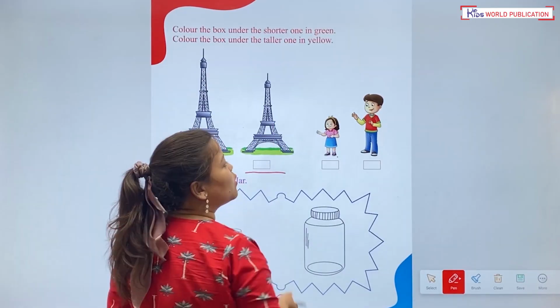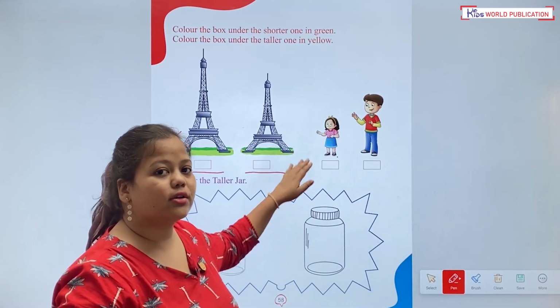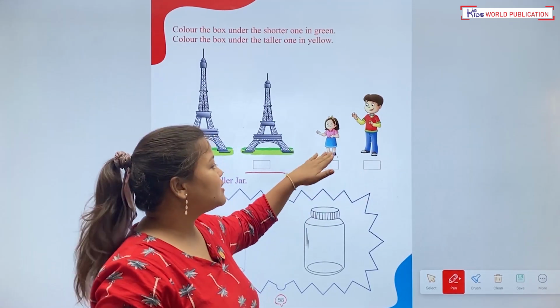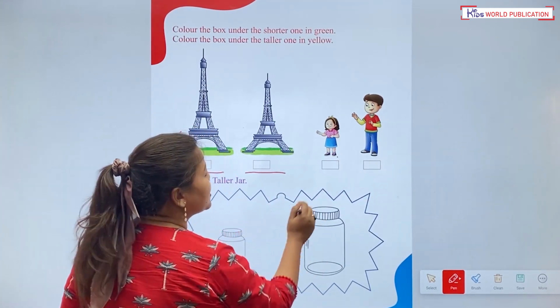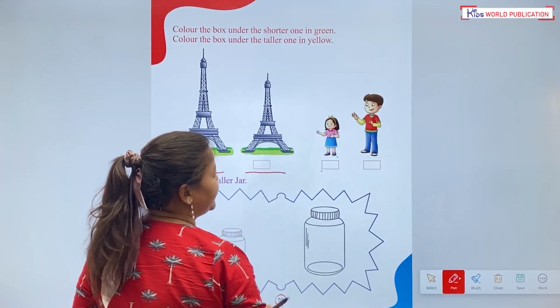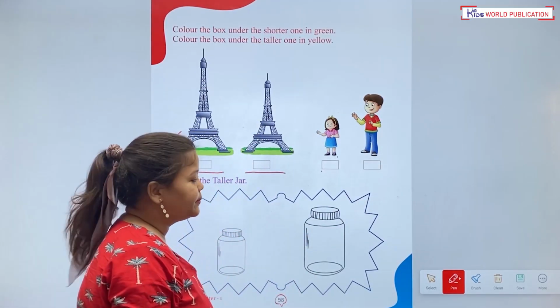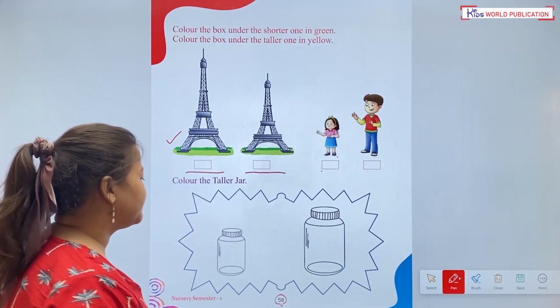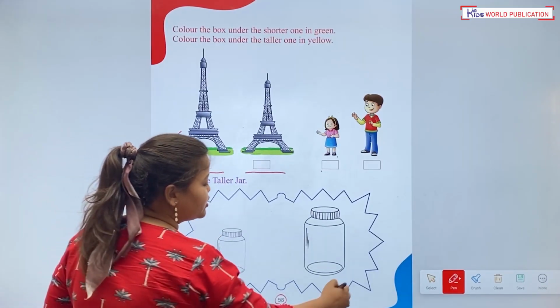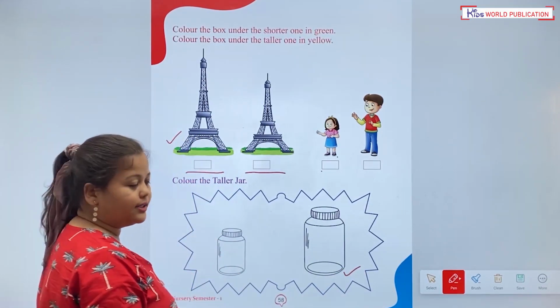green. Who is the taller and who is the shorter, girl or boy? Girl is shorter, so you will color the box in green, and for the boy, you will color the box in yellow. Color the taller jar. So kids, this is the taller jar and you will color it.